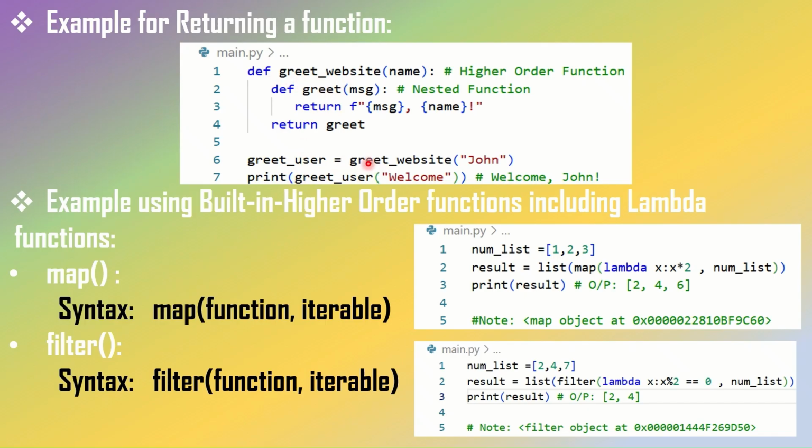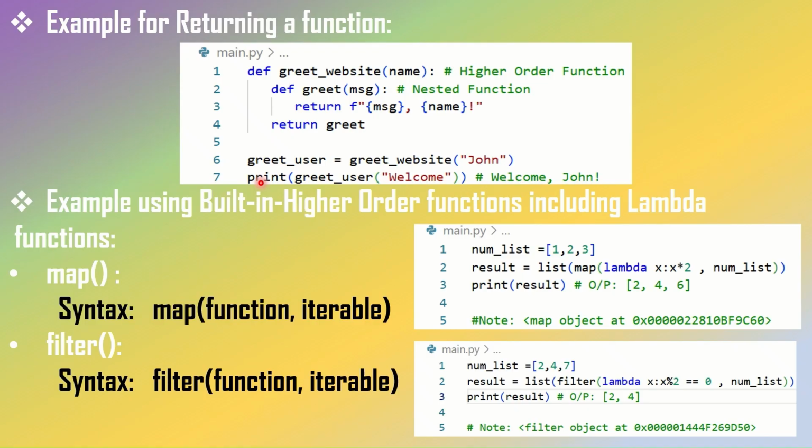Here I was calling this higher order function by passing the name, and whatever result this function returns, I want to store it in the variable greet_user. Normally what greet_website will return is a function, so it will return the greet function. So the greet function will be stored in the greet_user variable. Finally, this greet_user variable is holding the greet function.